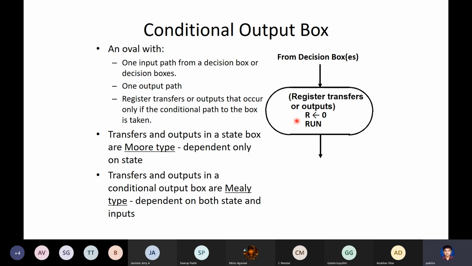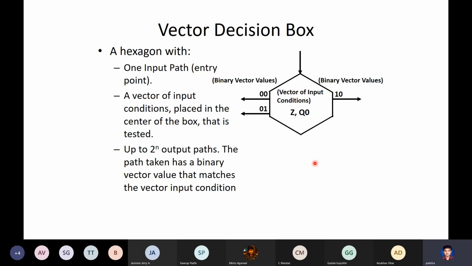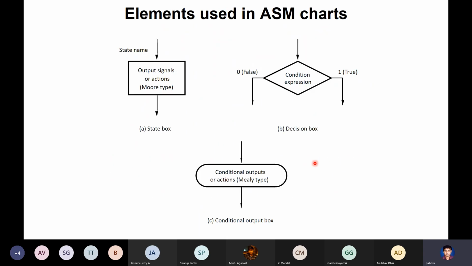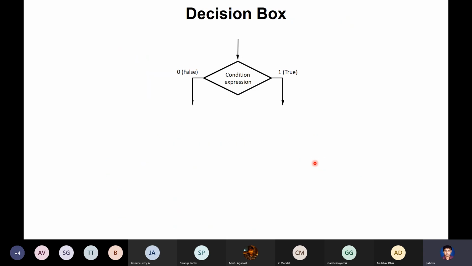They may as well be outputs. So for example, you have reached the end of the program, you want to output a done state, or you want to output the result. So this may as well be the output, but internally they may mean register transfers. So even for the state boxes, you can have register transfers as output, but state boxes are Moore type and these are Mealy type. Now let us see these three types of elements in the ASM, and how we can connect them up to form the chart.